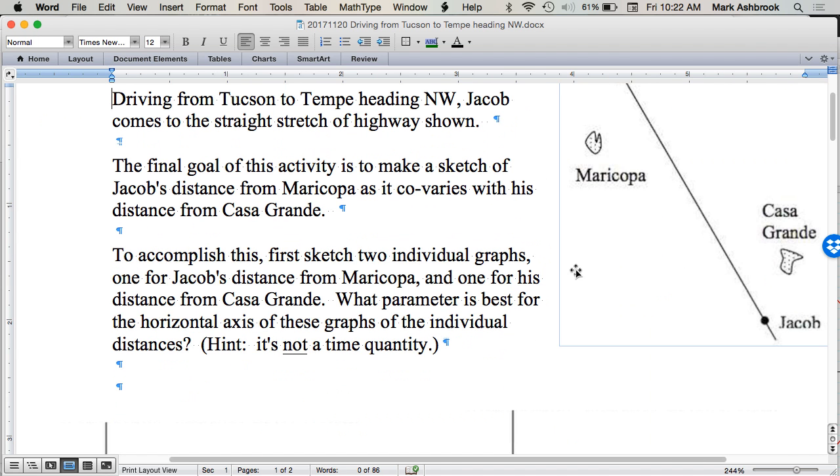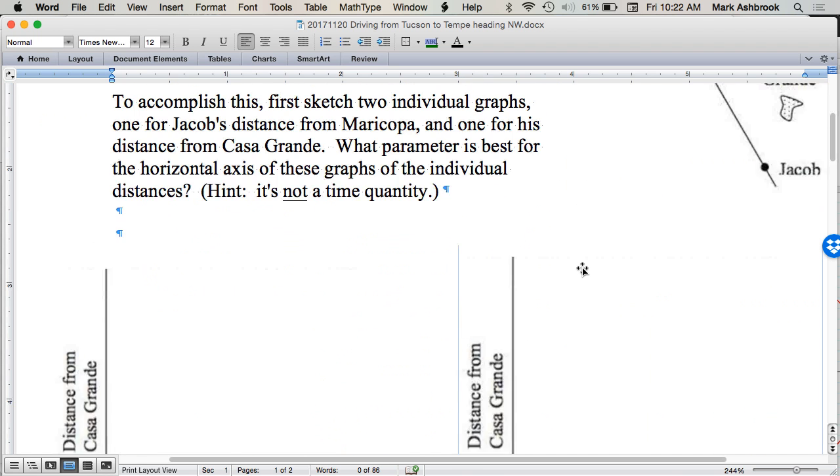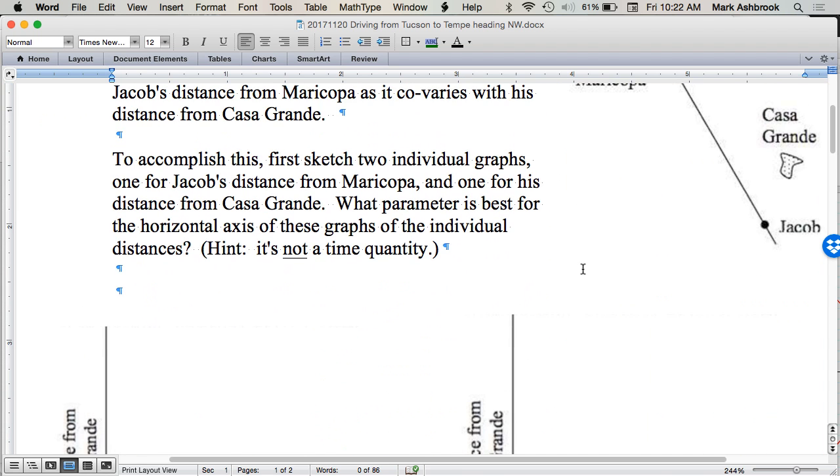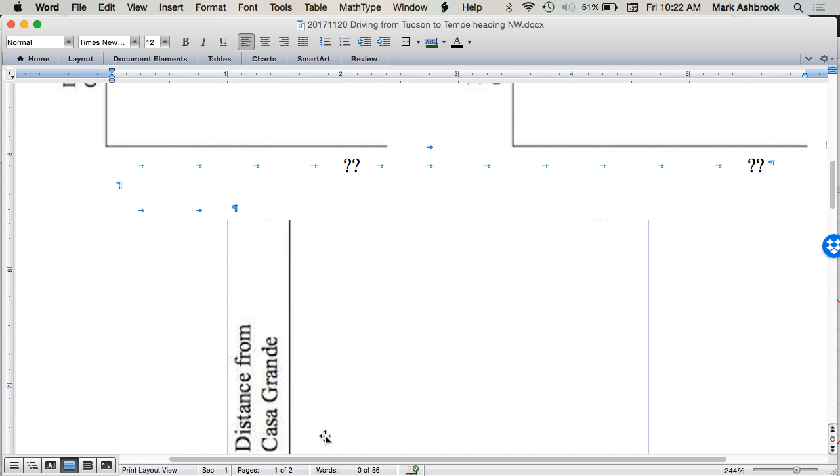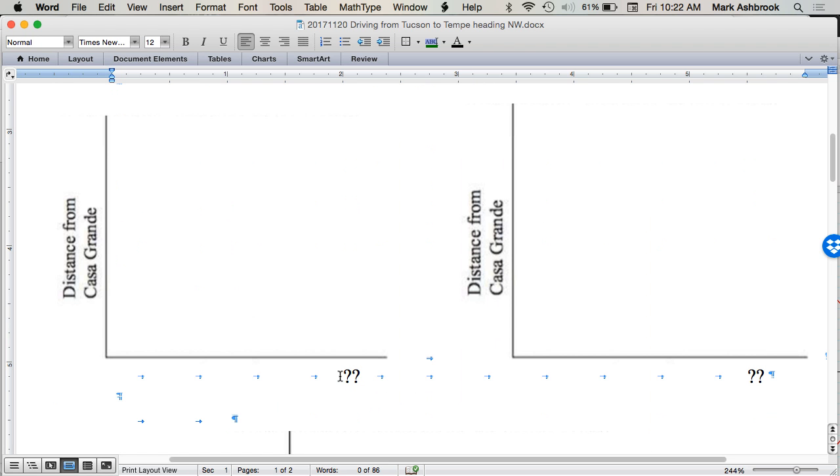So to accomplish this, just trying to do that directly is a difficult task. It's very difficult. So there's this intermediate step that's very helpful in accomplishing that. That is to sketch two individual graphs, one for Jacob's distance from Maricopa and one for his distance from Casa Grande. But in order to do that, I'm not telling you what the parameter is. So this is the idea that we're building a parametric function, but I'm not telling you what the parameter is. So like we had before with the concrete example, this was minutes on both horizontal axes, right?